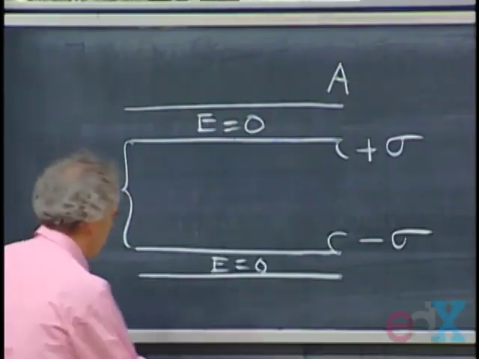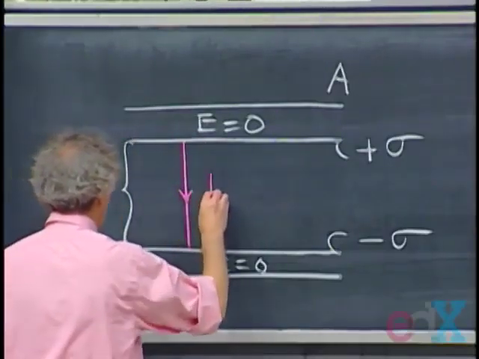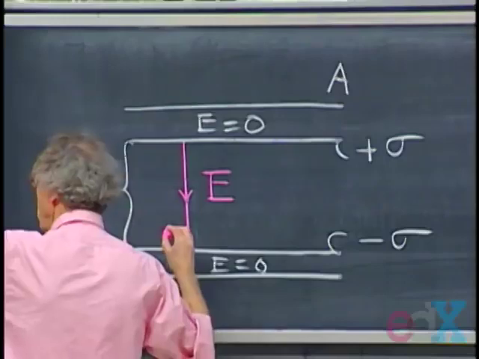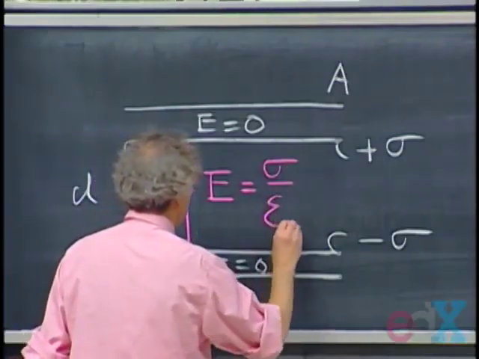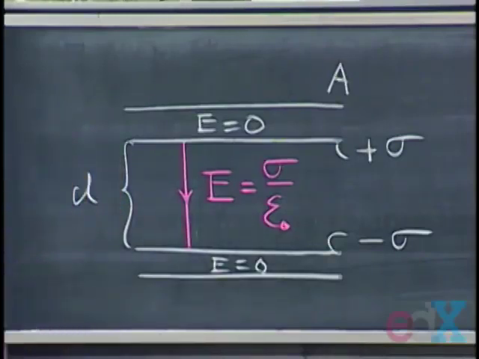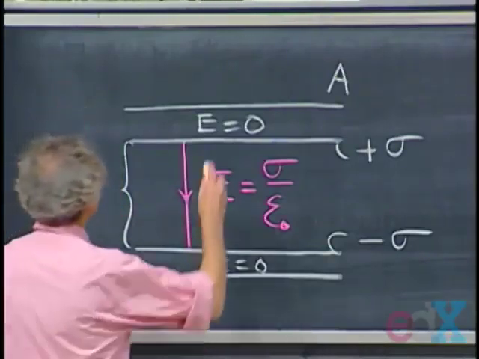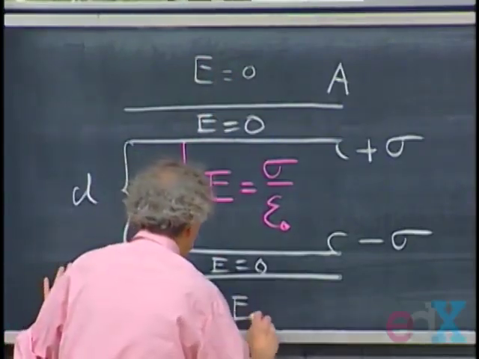I have an electric field between the two plates, which can be derived using Gauss' law, but we have already used up our time on Gauss' law, which is sigma divided by epsilon 0. And the electric field outside these two plates is very close to 0 here and also very close to 0 here.